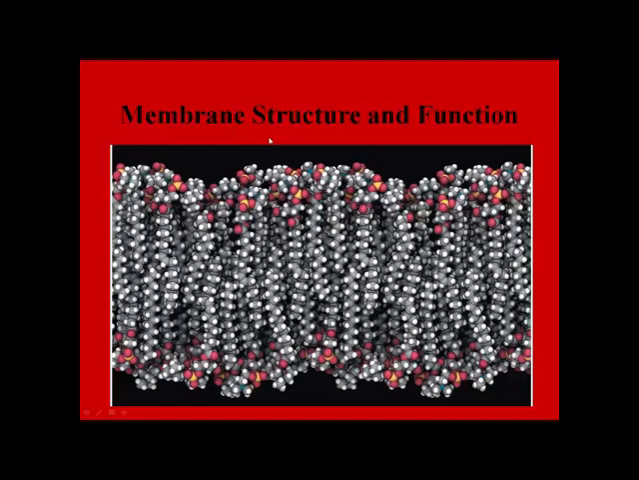But of course, only eukaryotic cells are going to have intracellular membranes, because eukaryotic cells are the only types of cells that have organelles. We're going to look at the structure of this membrane, a little closer at the phospholipids that are making up the membrane, and also the function of the different components of the membrane.